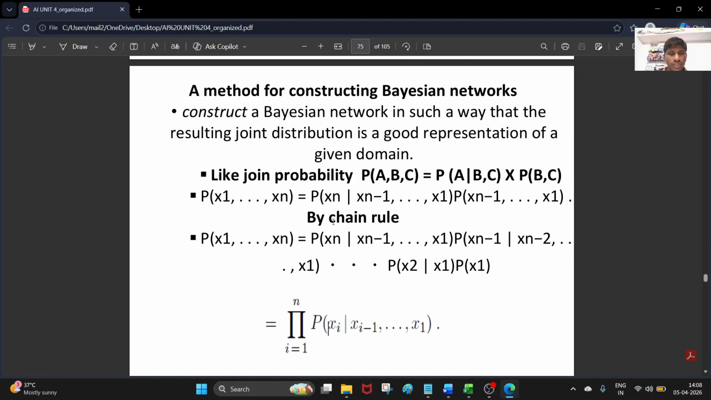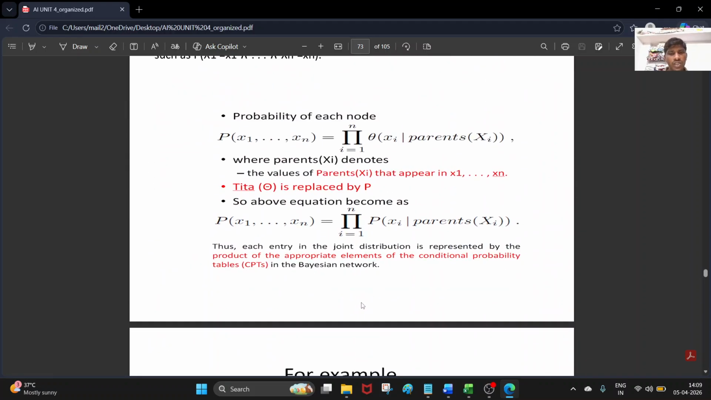Next, by chain rule, what happens is first we have written the Xn term, the next one is the Xn minus 1 term, then the Xn minus 2 term, then at last X2 given X1 into P of X1. So this entire chain rule equation can be rewritten as P of Xi given Xi minus 1, etc. up to Xi, for the entire product of n for i equal to 1 to n. So this equation and the above equation can be compared.